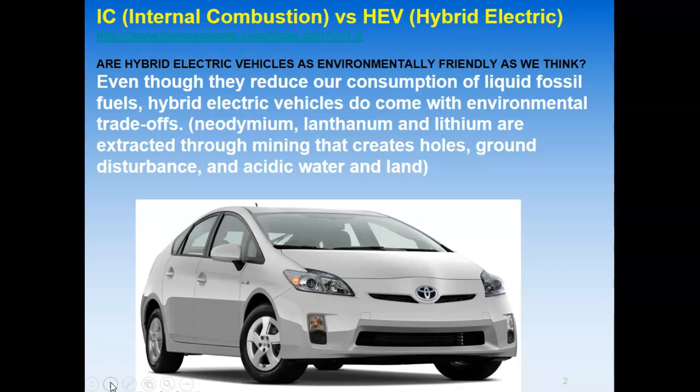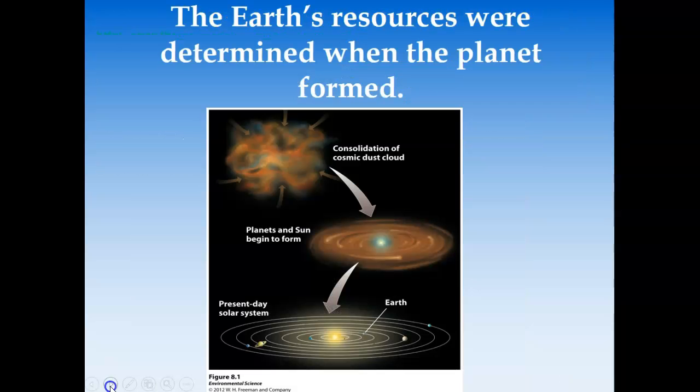And even though we reduce our consumption of liquid fossil fuels when we use hybrid electric vehicles, they do come with some trade-offs. For example, you have to mine neodymium, lanthanum, and lithium for the batteries. And that causes all kinds of disruptions to ecosystems. Creates holes in the ground, habitat loss, potentially acidic water from acid mine drainage, just to name a few.